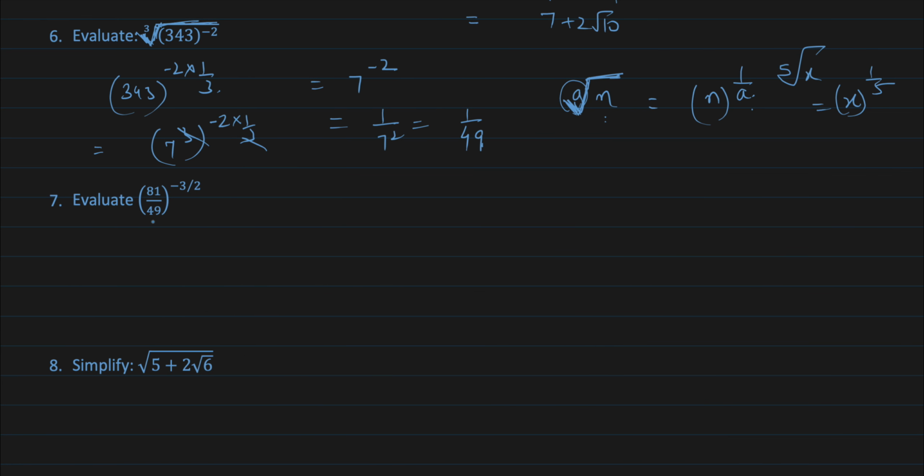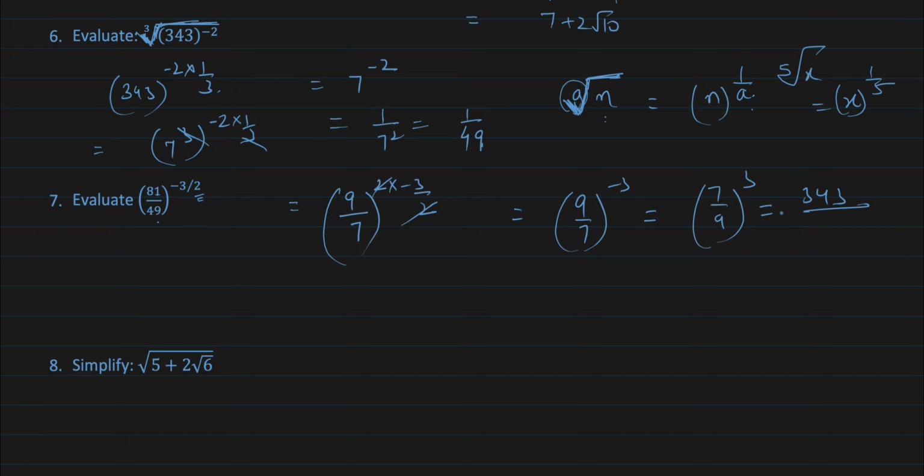Evaluate this. 81 and 49 are squares of some numbers, and in the denominator you have 2. So 81 is 9 square, 49 is 7 square, right? So I'll write it like that, and minus 3 by 2, the 2 cancels, so it changes to 9 by 7 power minus 3. Make it positive, power 3. 7 cube is 343, and 9 cube is 729. Okay, done with the evaluation here.